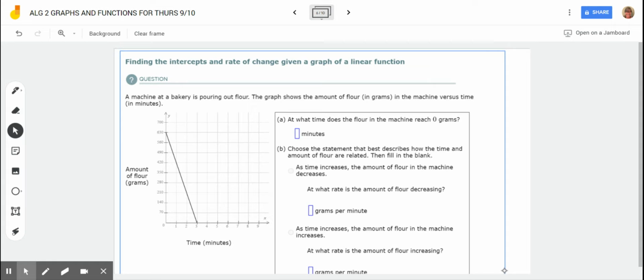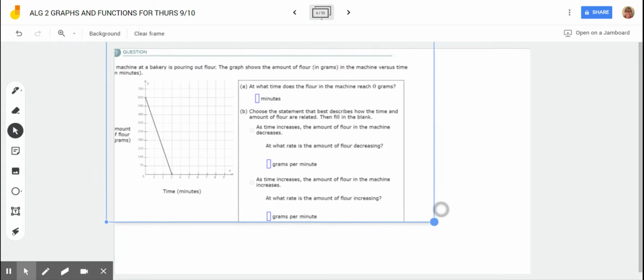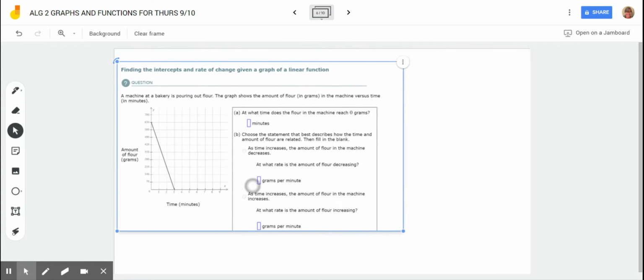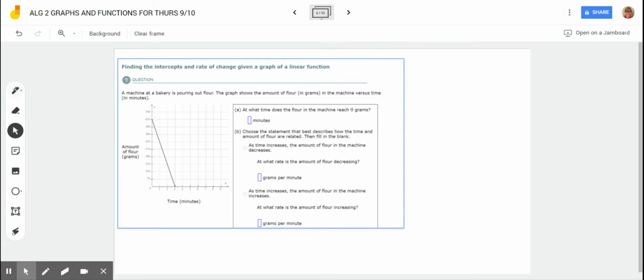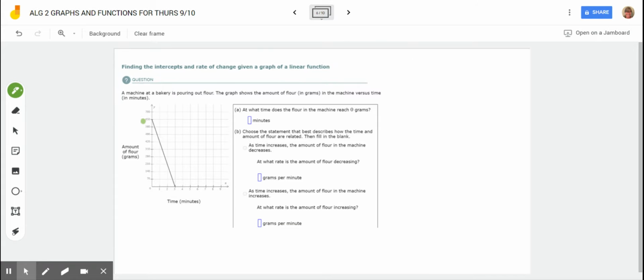Okay. So they're climbing by 70s. 70 plus 70 is 140. Plus 70 is 210. Yeah, they're climbing by 70s. That is an odd amount to climb by, but okay, let's roll with it. Okay, so they're starting with 630 grams. Okay, and then they're pouring out the flour over time.